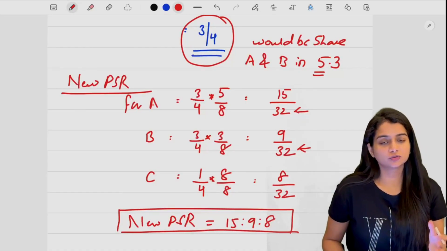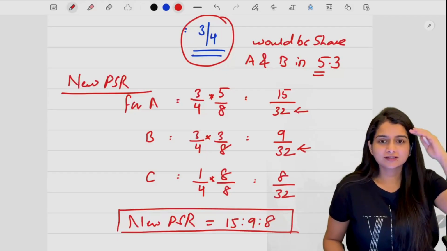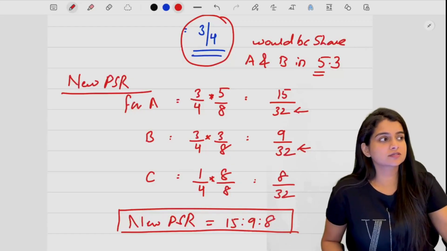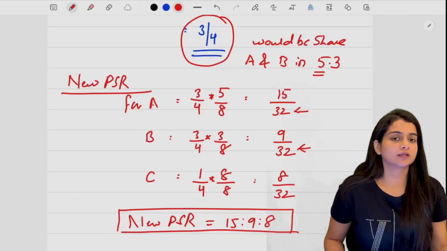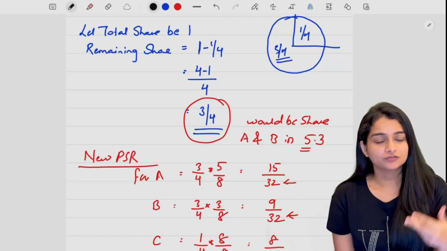Okay, that's how you do the first step. Quite an easy calculation. And remember, think logically. Even if the question is trying to trick you, try to understand which case this belongs to and accordingly do the solving part. So that was case 1 of new PSR.